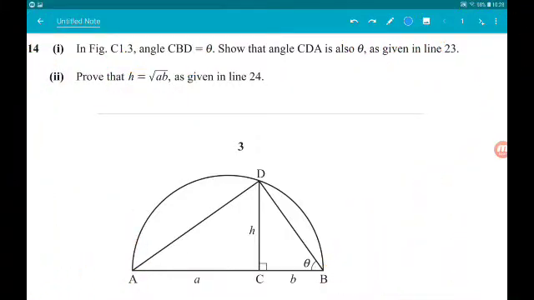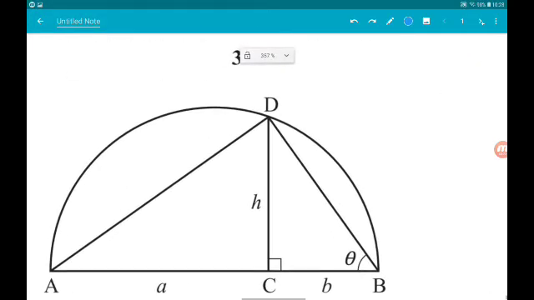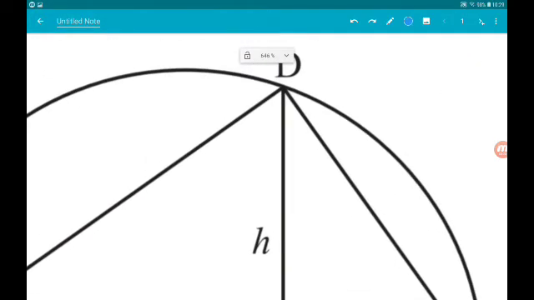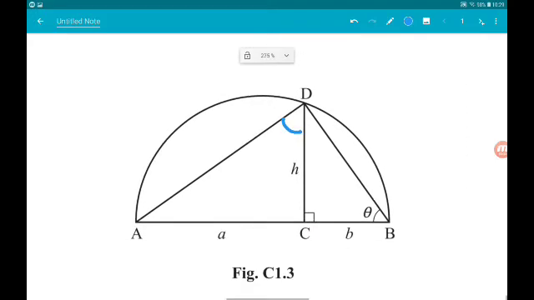Question 14. In Fig C1.3, angle CBD is equal to theta. We want to show that angle CDA is also theta, as given in line 23. So angle CDA is this one here. This is the angle that we need to find.